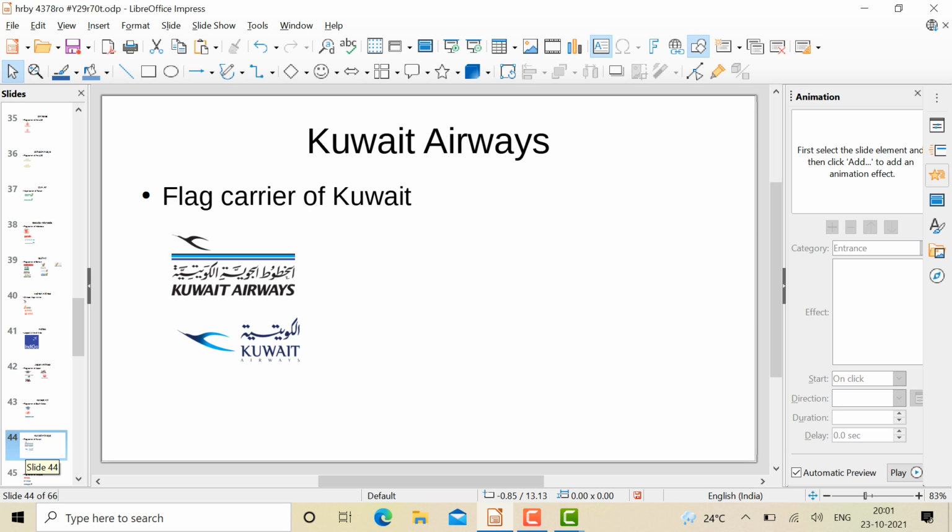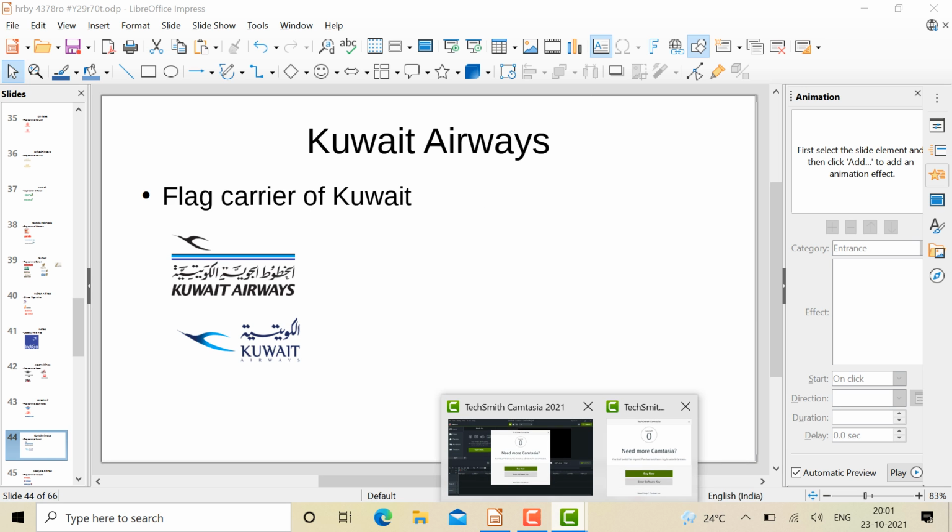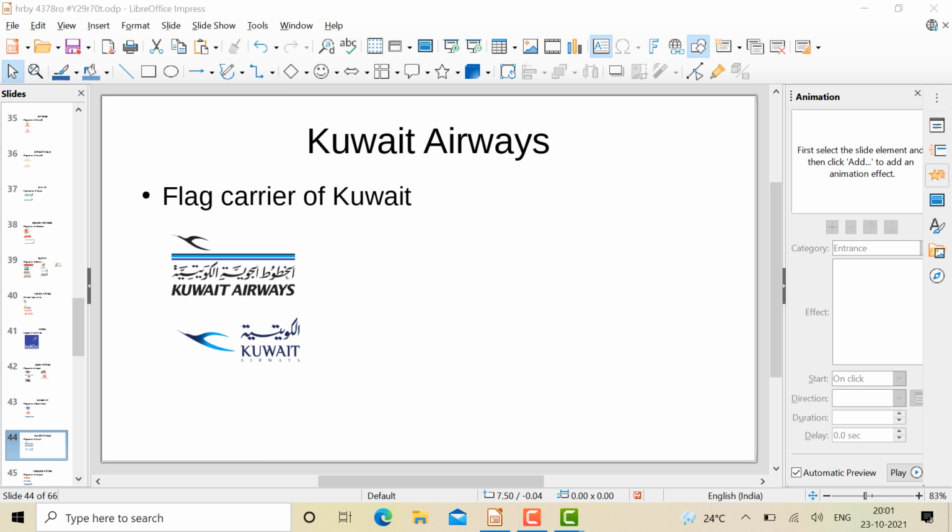Then we have Kuwait Airways, the flag carrier of Kuwait. Kuwait Airways has the letters written in Arabic with the name written on it, and you can clearly see what's going on here. There's a bird, and it looks like the entire name was simplified to just the first letter. I think it was the first letter of the Arabic. And the bird still was there, and the name Kuwait Airways was completely changed.